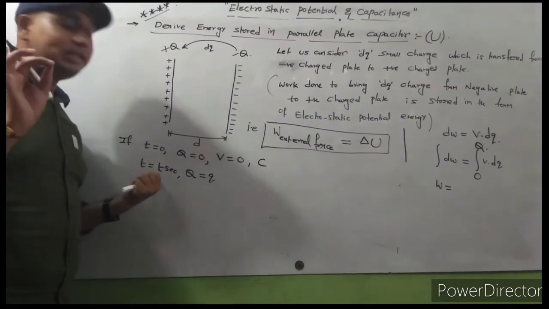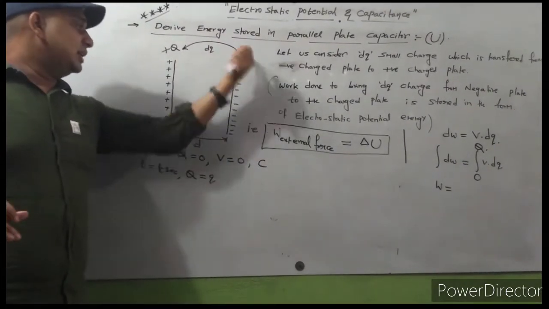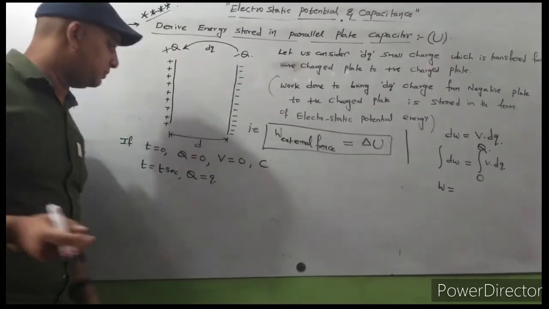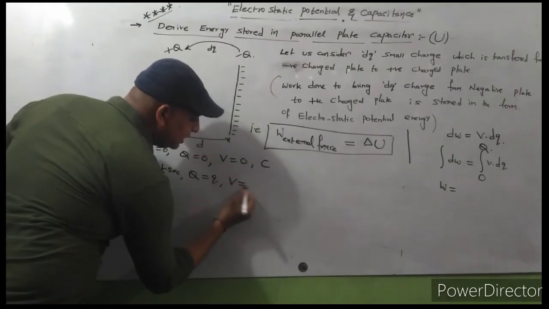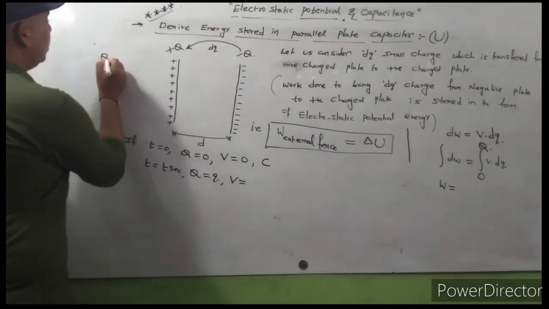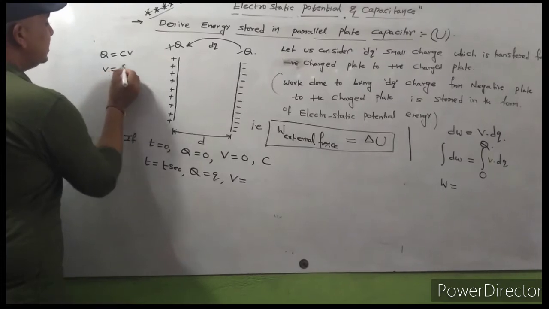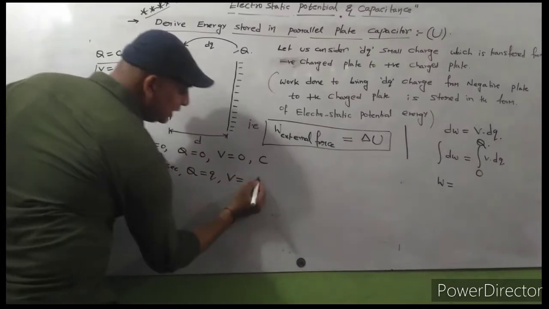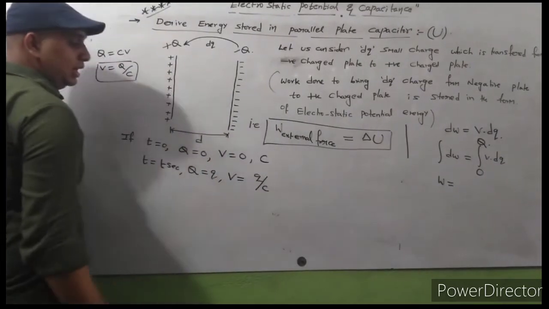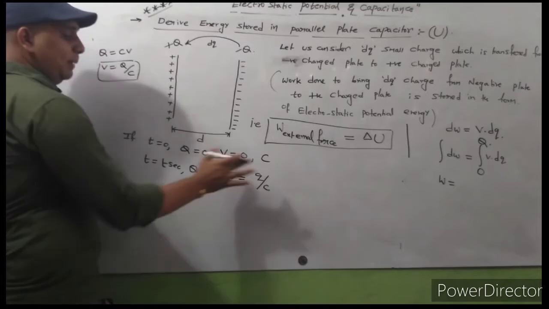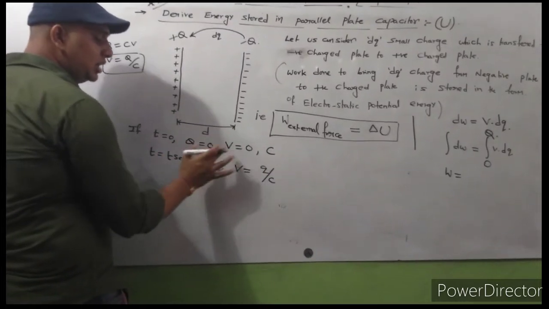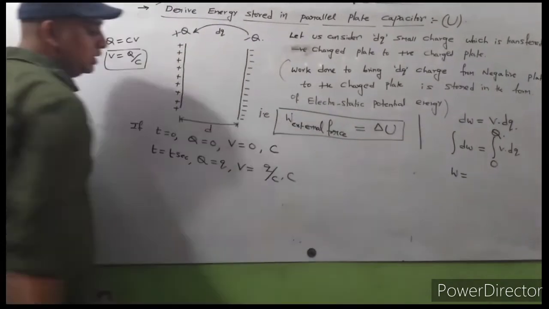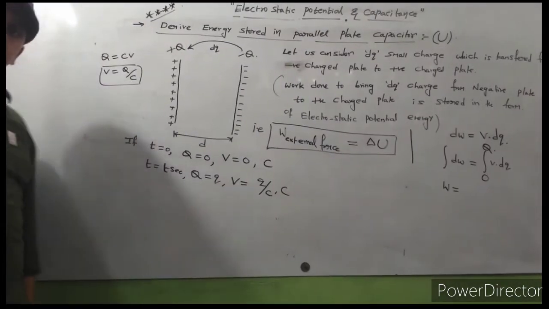If time t is equal to t seconds, the transfer of charge we consider as q. Let us consider some small q charge is transferred here, and potential V, you know that Q is equal to CV, then V is equal to Q by C. Here the charge is small q, so definitely V is q by C. Capacitance is C only here also. Why? Capacitance is independent of charge and potential. Whatever the values may be, the capacitance value is constant, C only.